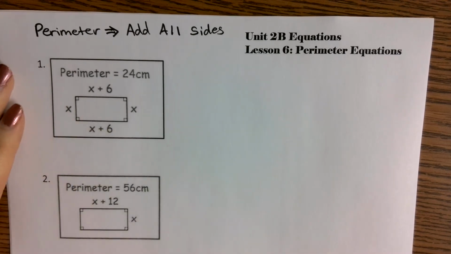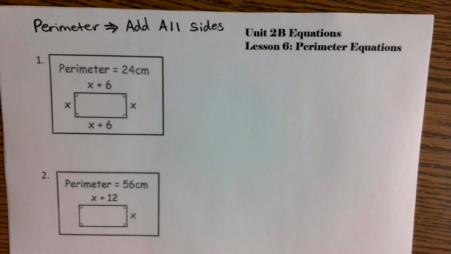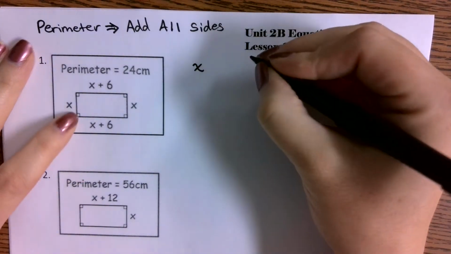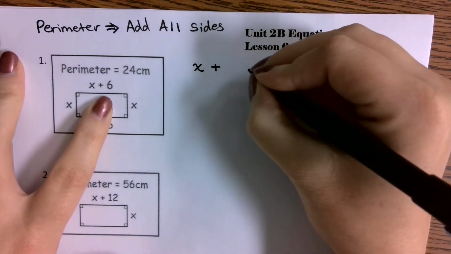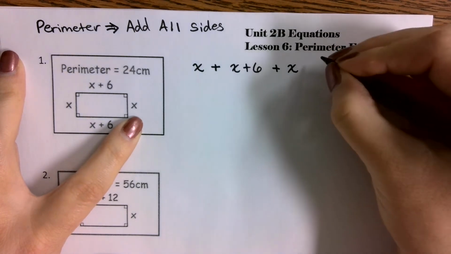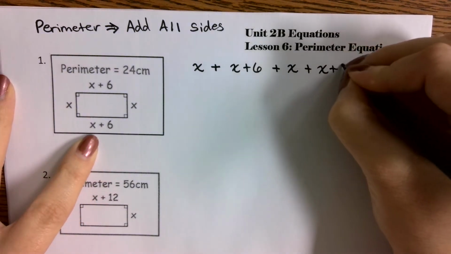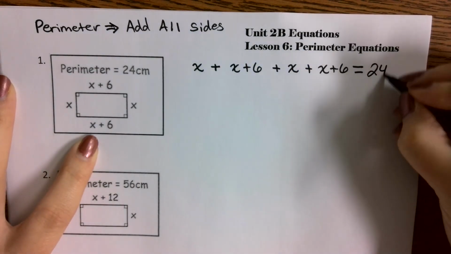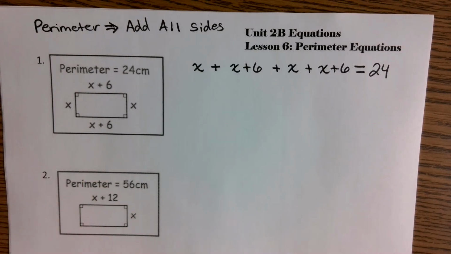So what we're going to be doing here is identifying our like terms, because we should just combine our like terms first. If you want to write it all out, you can. You can say, okay, well, I'm going to take the first side, which is x, and add it with the second side, which is x plus 6, and add it with the third side, which is x, and add it with the fourth side, which is x plus 6, and all of that is going to be set equal to what the perimeter is, which is 24. And then from here, we do know that we must combine our like terms. So our like terms are our variables that we have in common, or numbers that don't have variables at all.